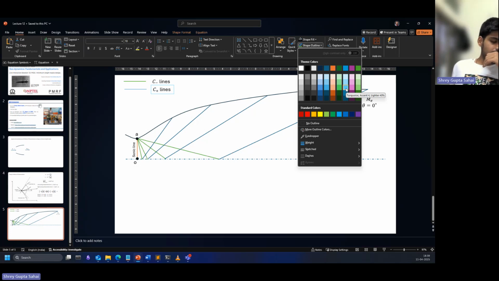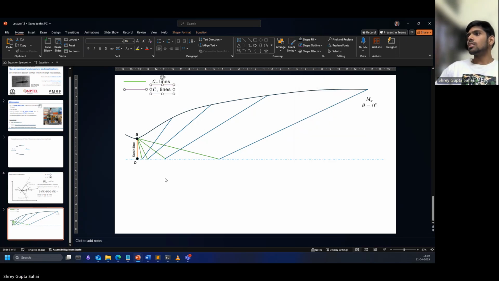These are emerging from the other throat corner. This is the top throat corner, the bottom throat corner will inform the flow towards it using C plus lines, right? So for that, I'm going to use this color. It's not a bright color, anyways.